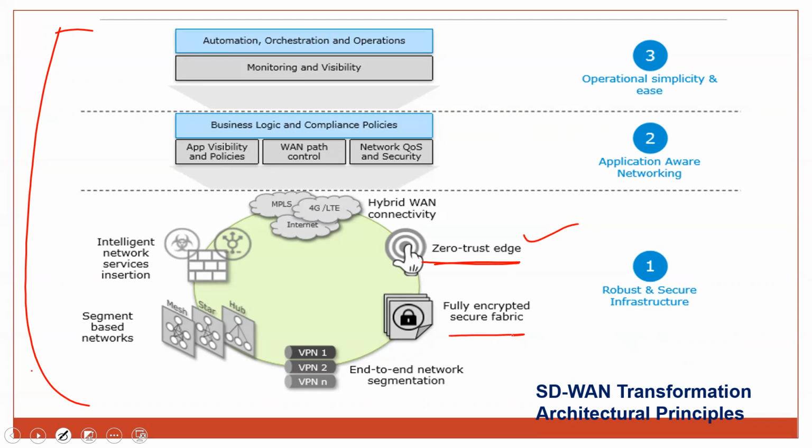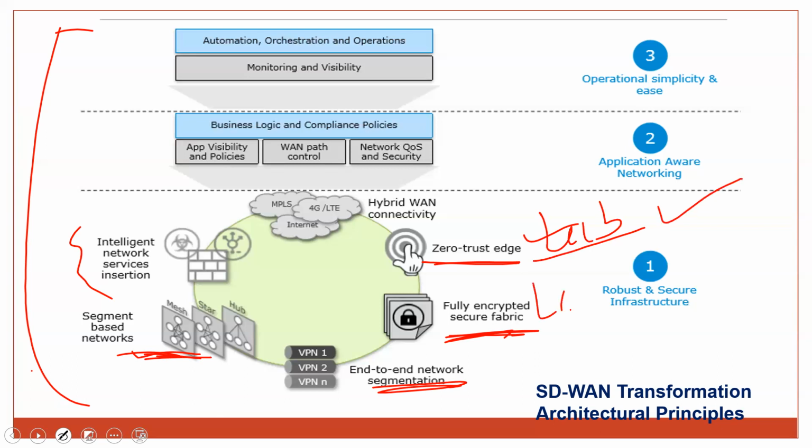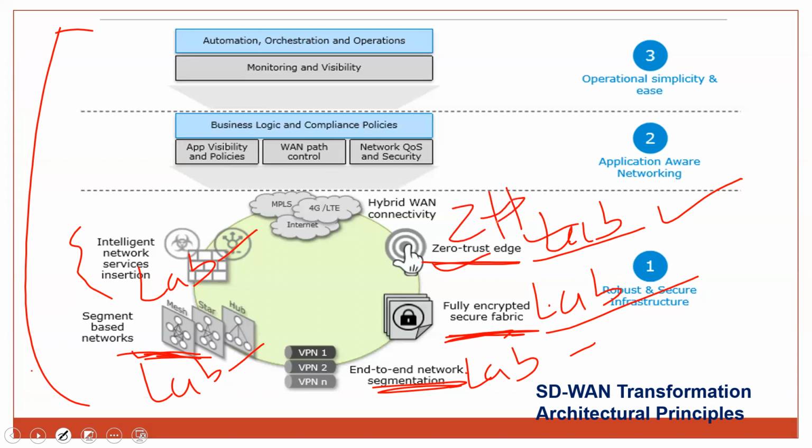Then you have an encrypted fabric, segmentation, multiple topologies, and service insertion. I'm going to cover each of these in the lab. I have a lab for all these five features that you're seeing here, where I will go and prove that SD-WAN supports zero trust and zero touch provisioning, ZTP.